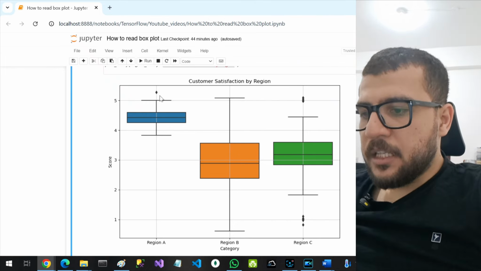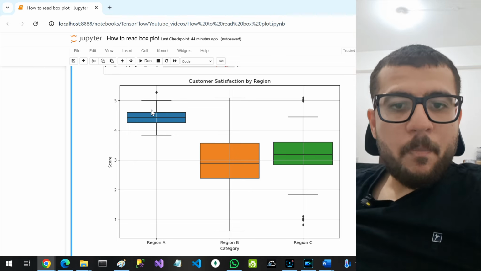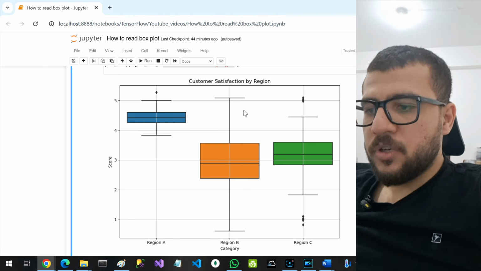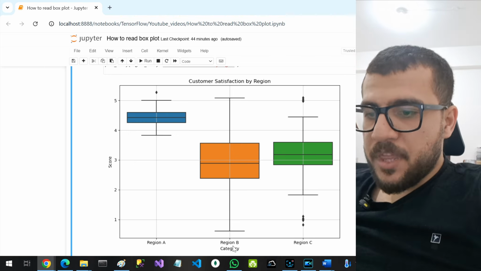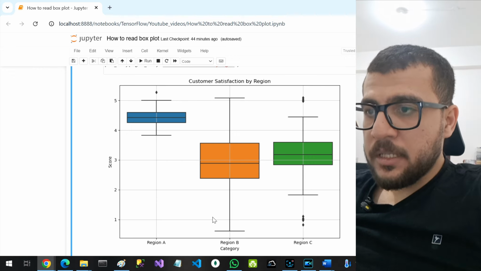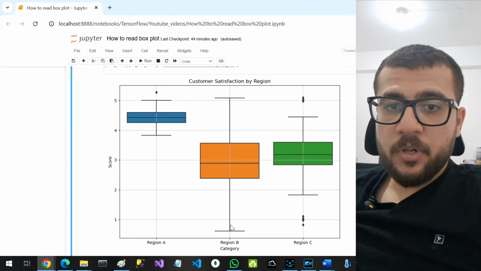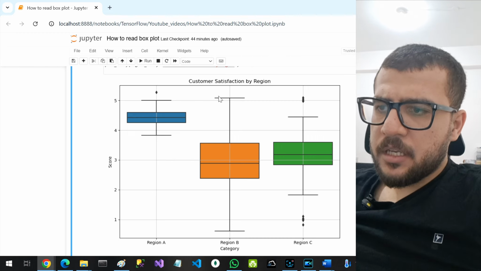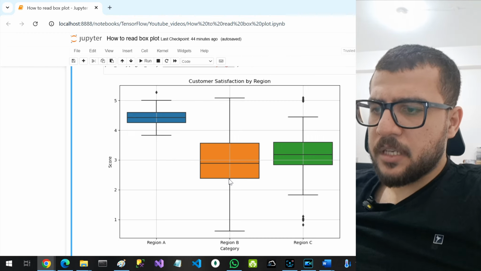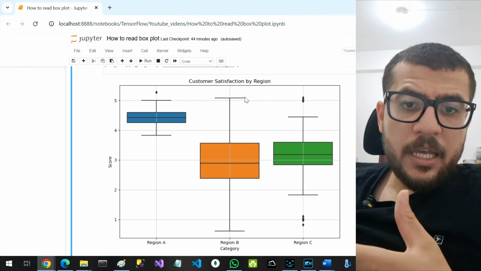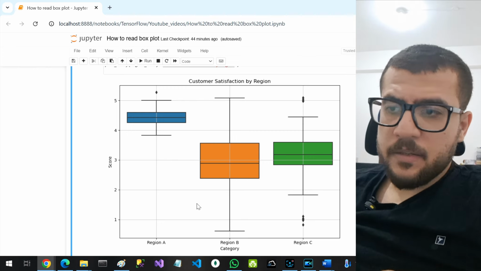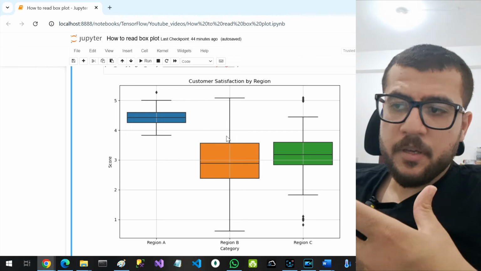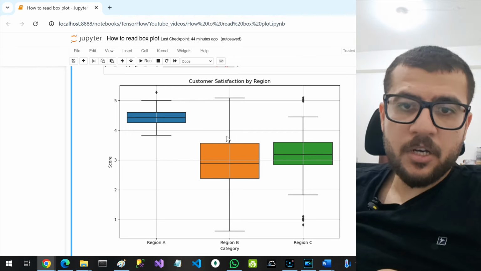Okay, the second one is region B, which is the second region. You can find it wide. The minimum value is 1 or below 1 and the maximum value is 5. No outliers. You can read from this chart that some of them are satisfied and some of them are not.